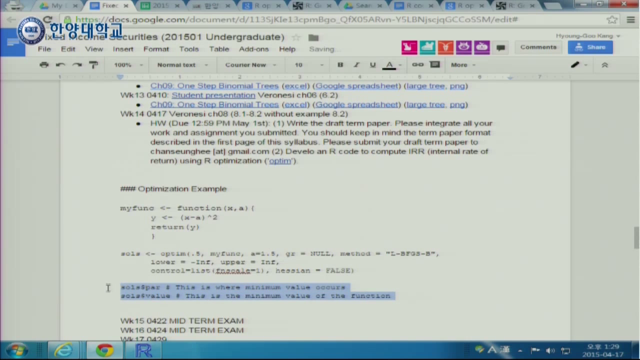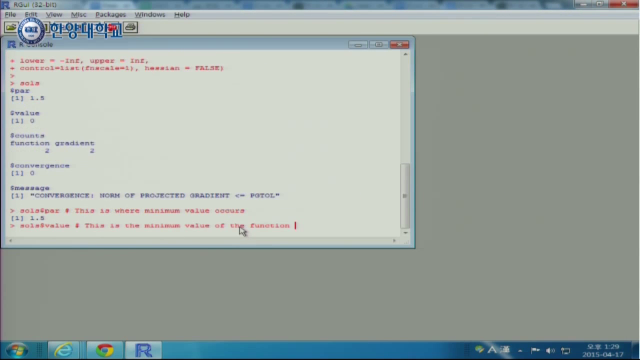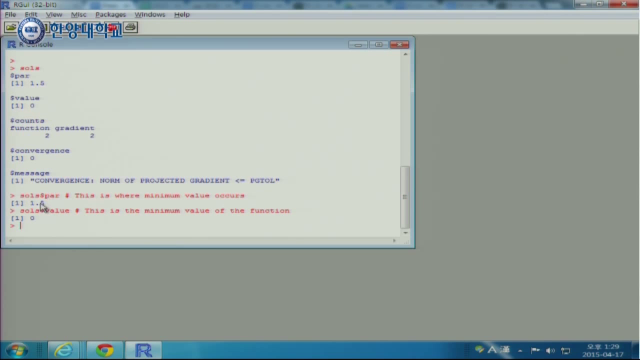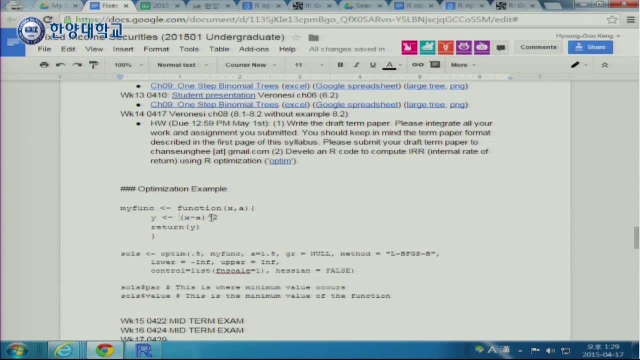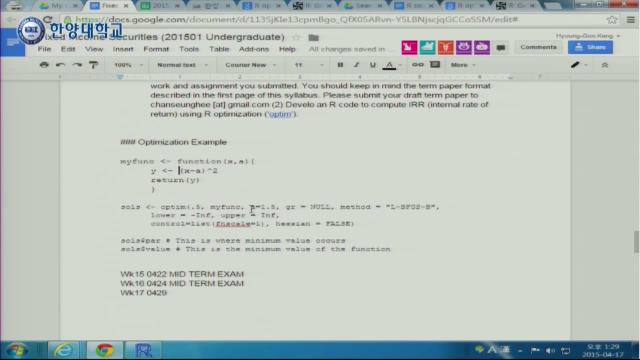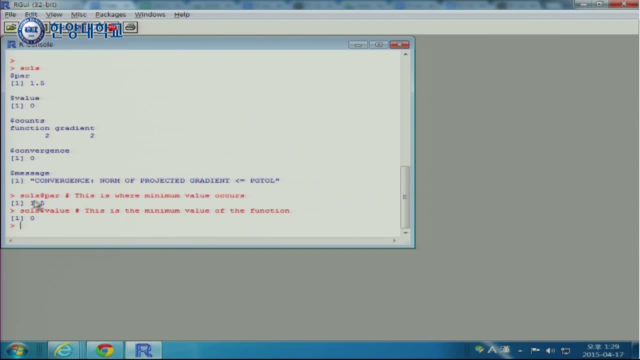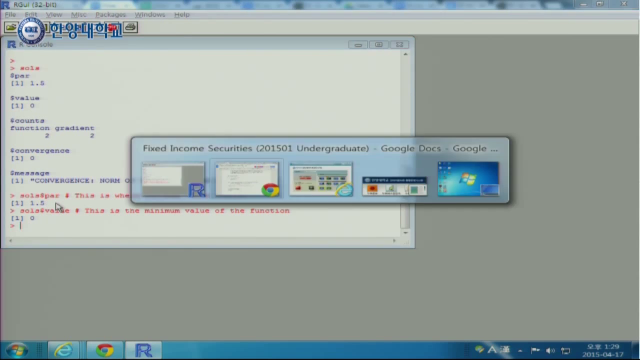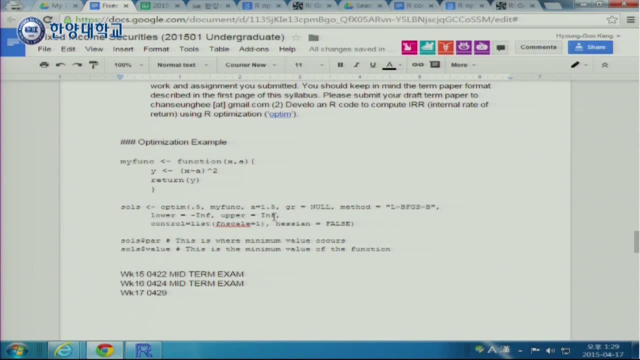So if we type this one, source parameter is 1.5. Remember, in our function I put a as 1.5, right? When I'm doing minimization, I put a as 1.5. So the minimum of this function occurs when x is 1.5, right? And this is source dollar par. This gives me the answer. So this function becomes minimum when x is 1.5, which is natural because a is 1.5, right?